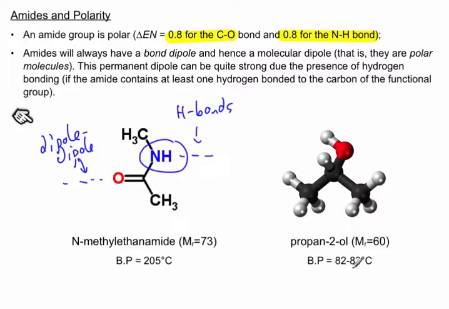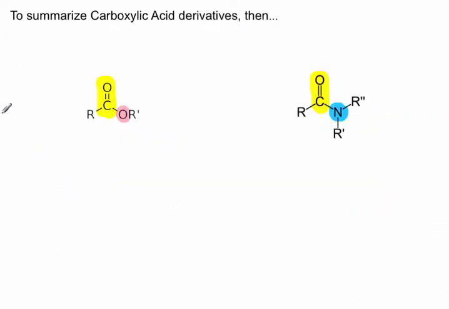But you can compare it. That's quite a bit higher than similar molecular mass alcohol, which also forms hydrogen bonding. Remember, that force attraction there is going to be hydrogen bonding because of the OH group. So amides, unusually high boiling points, and it's mainly due to the capacity to form hydrogen bonds as well as dipole-dipole forces. So quickly, just to summarize, we've talked about two carboxylic acid derivatives, the esters, and here's an ester functional group, and the amides.